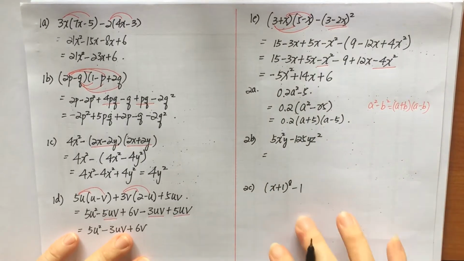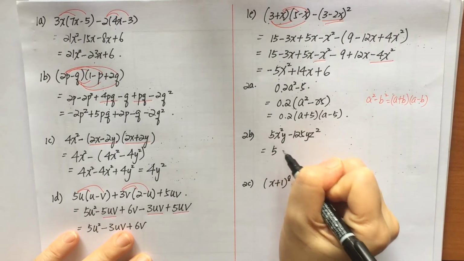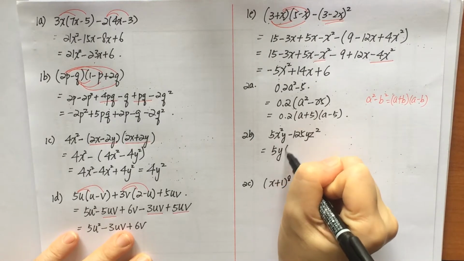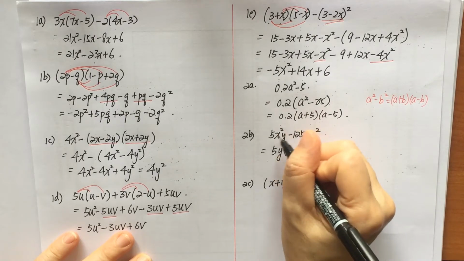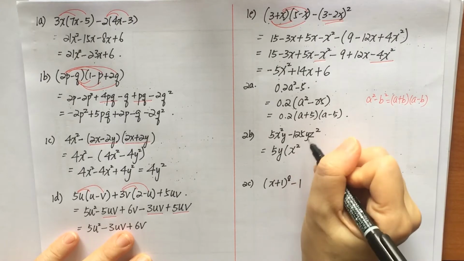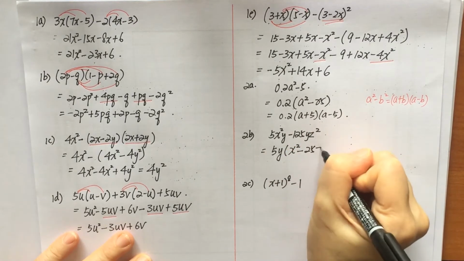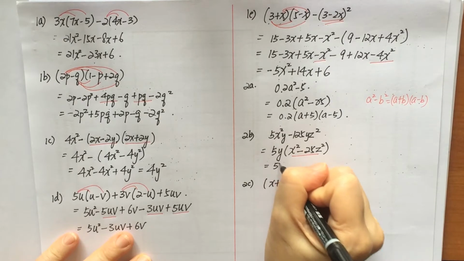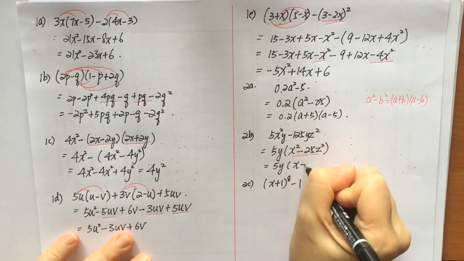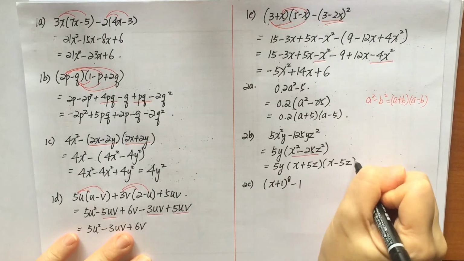Next, common factor 5 and then y. Okay, 5y. For this one, I've taken out 5 and y, I'm left with x squared. For this one, I've taken out 5, I'm left with 25z squared. This is not done yet because this can still be further factorized to be x plus 5z, and then x minus 5z.